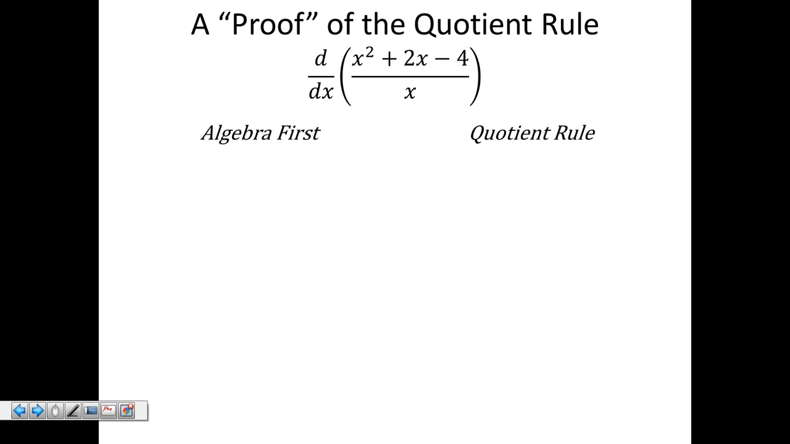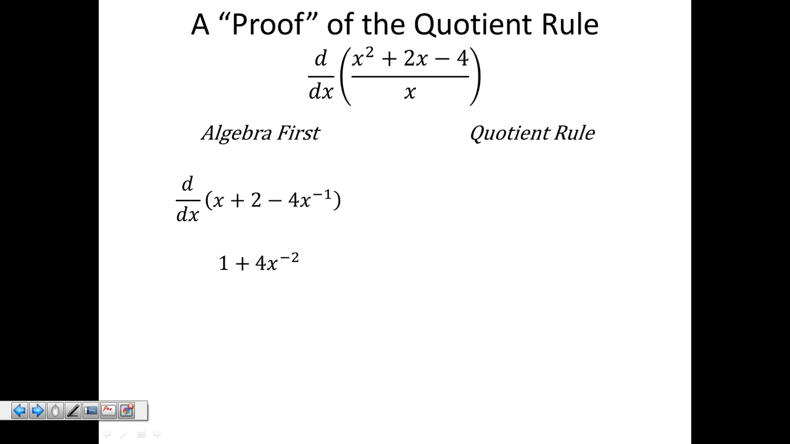So this is one where we can avoid the quotient rule, but it's a good way to show that the quotient rule works. If I go ahead and distribute that x to the x squared, the 2x, and the 4, this is what I get algebraically: x plus 2 minus 4 to the negative first power. All things that I can do just using the power rule, the constant rule, the addition and subtraction rule, all those rules that we've used before and feel comfortable with. So the derivative becomes 1 plus 4x to the negative 2 power.